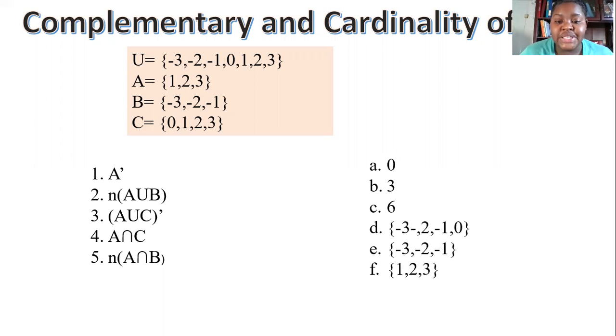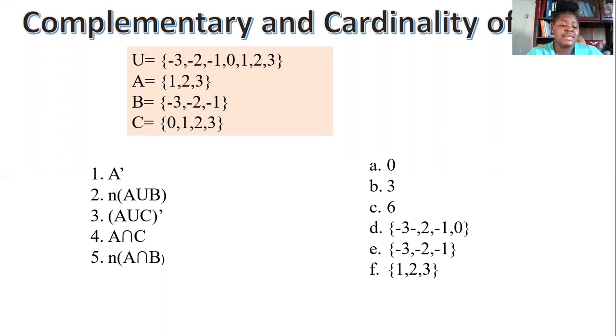A is equal to 0, B is equal to 3, C is equal to 6, D is equal to -3, -2, -1, 0. E is -3, -2, -1, and F is 1, 2, 3. So we're going to look at the questions on our left, and the answers are on our right. And we're going to match the correct answer with the given question.